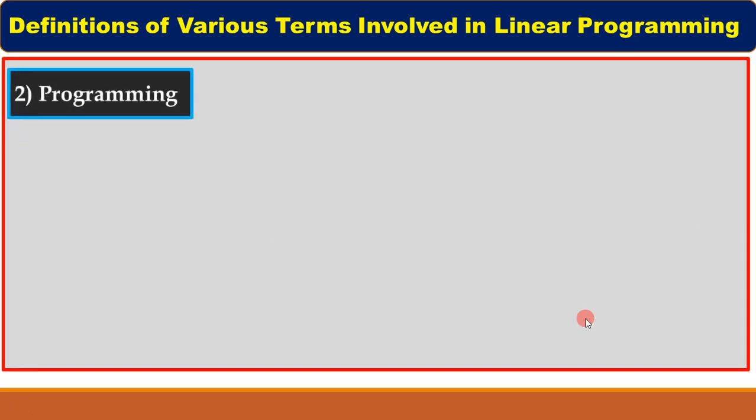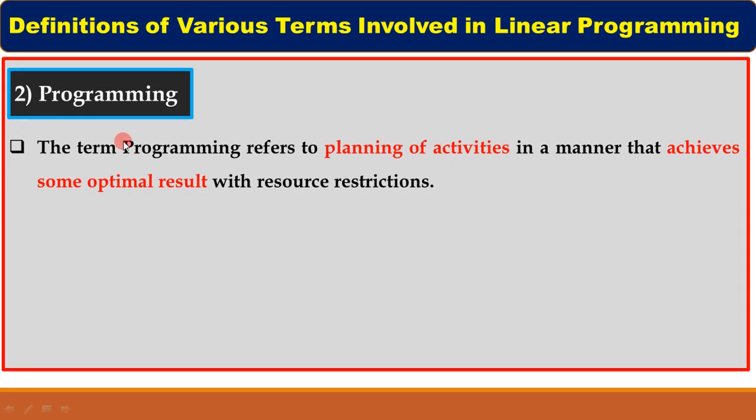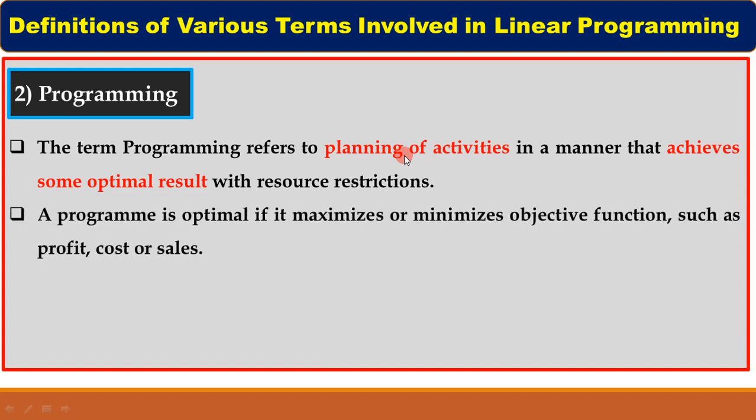Second term is programming. The term programming refers to the planning of activities so as to achieve some optimal result with resource restrictions. So basically programming indicates the plan or planning of activities. A program is optimal if it maximizes or minimizes the objective function such as profit, cost or sales.